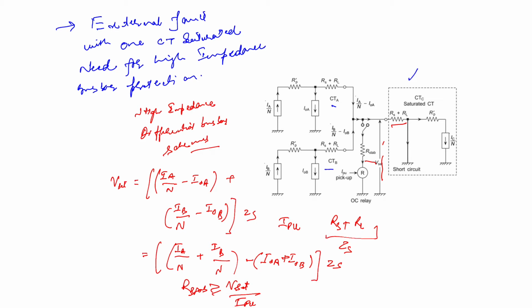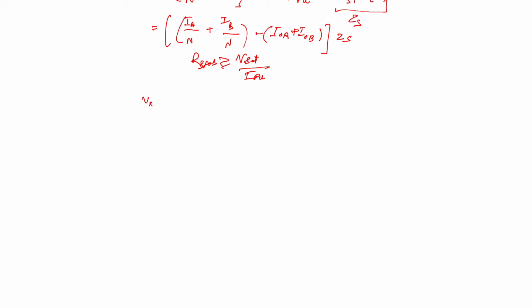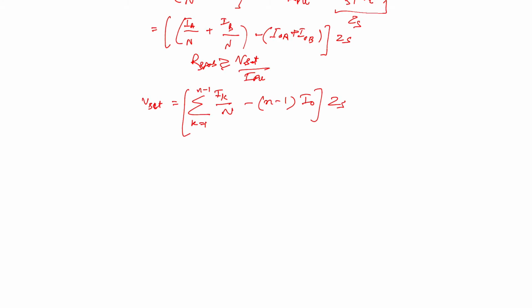Now assume we have N feeders, and further assume that the magnetizing current of each unsaturated CT is the same, equal to I naught, and noting that the transformation ratio of all the CTs is the same, equal to N. So the general expression that we get for V set is the summation of K equals 1 to N minus 1 of IK divided by N, minus N minus 1 times I naught ZS.